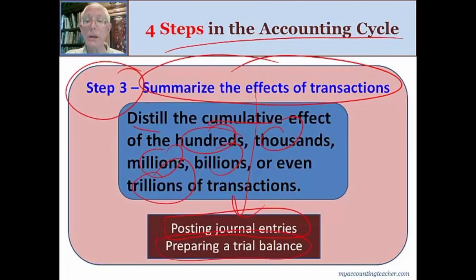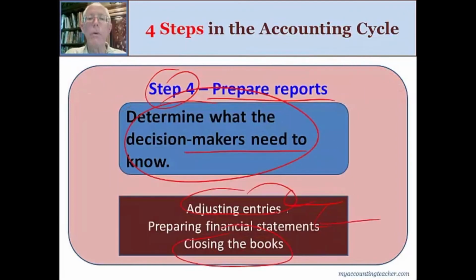Step 3, we want to summarize the transactions. Make sure we take all these hundreds, thousands, millions, or billions, or trillions of things that happen and make sure we get the essence, distill the essence. And step 4, prepare the reports. Decision makers need reports so they can see what the situation is and go forward. Those are the 4 steps in the accounting cycle.